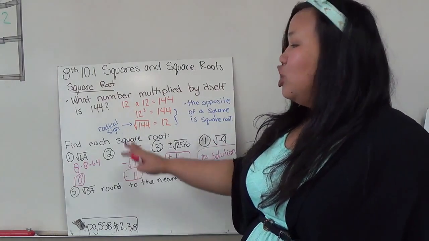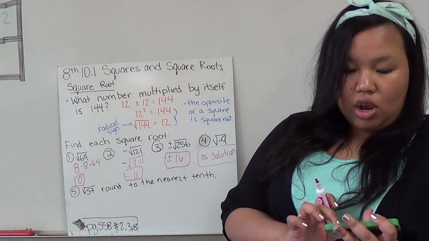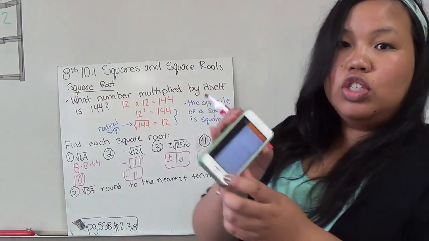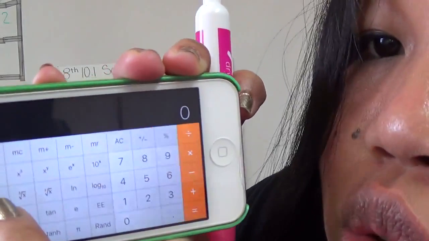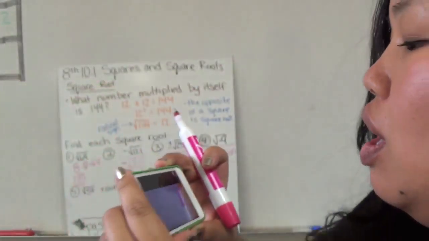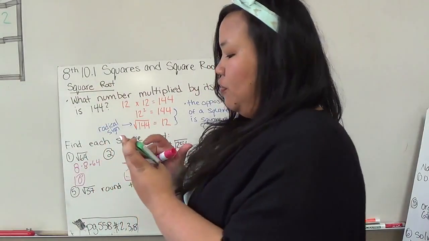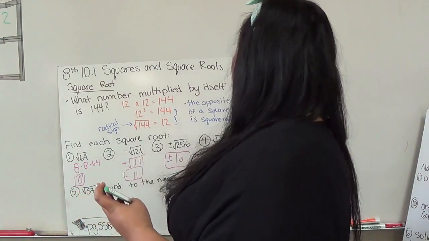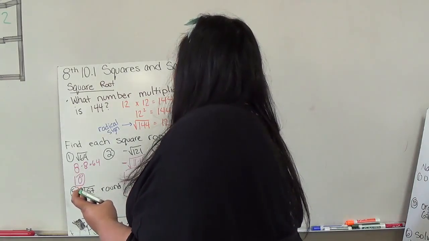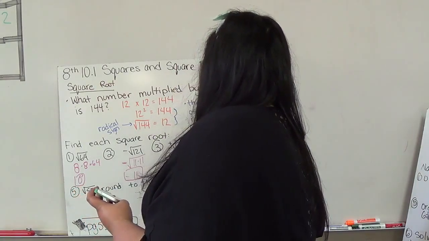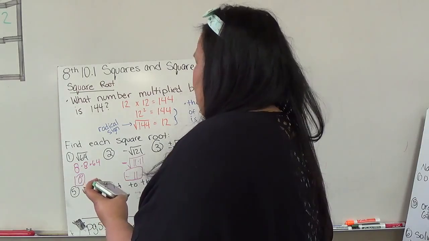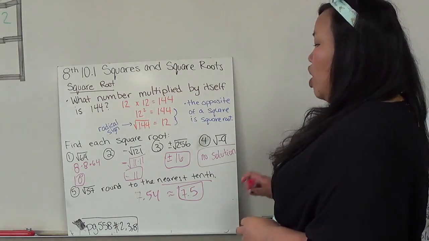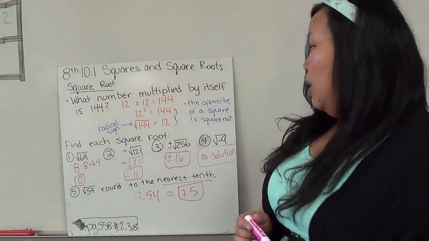Now, number 5, there's not a perfect square, so you're going to be using your calculators, and you should have a sign that looks just like that. It's the square root right there. And so we would do the square root of 57, and it wants me to round to the nearest tenth, so it's 7.54, so that is 7.5. All right? So make sure you can identify where your square root is in your calculator.